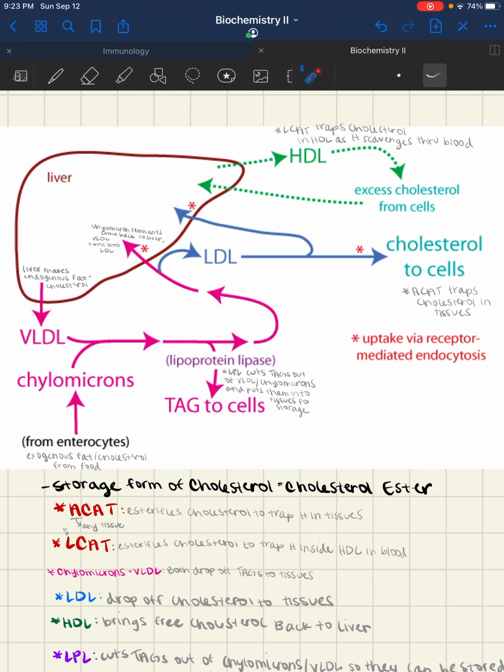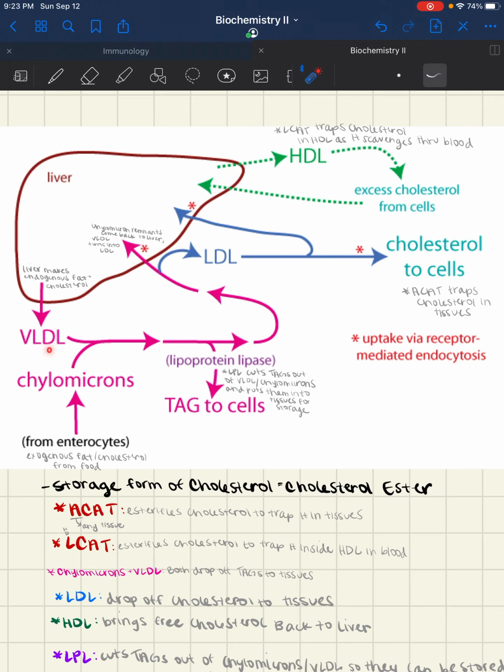VLDL is similar in that it has the same job as a chylomicron, but they're transporting two different things. So VLDL is coming from the liver, and then it's going to drop off tags to adipocytes as well. So just keep this together in your head, that VLDL and chylomicrons are both dropping off tags. It's just that chylomicrons are going to drop off tags from food that we ate, and VLDL is going to drop off tags that we made in the liver.